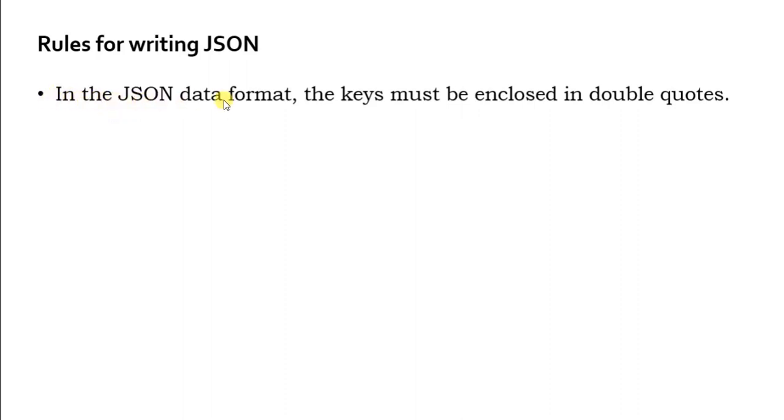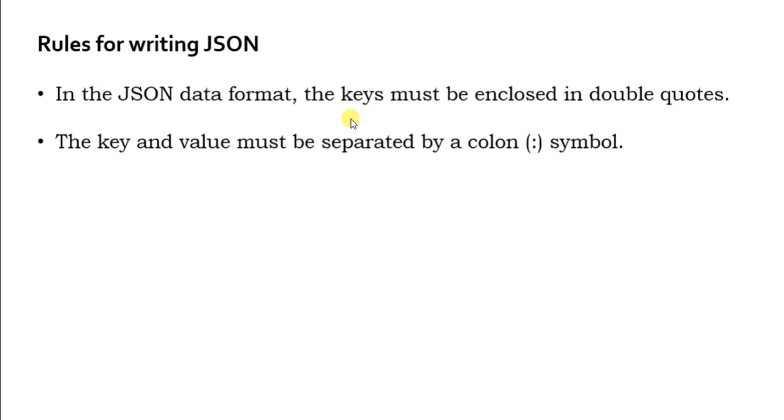In JSON data format, keys must be enclosed in double quotes. I mentioned the key, which will always be written in double quotes. Key must be written in double quotes, but remember the value can be a string. If it is a string, then we will represent it in double quotes. The next rule is the key and value must be separated by a colon symbol.